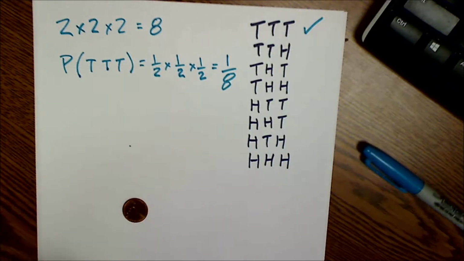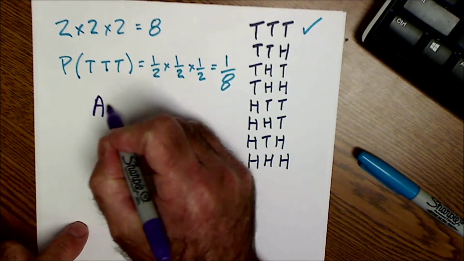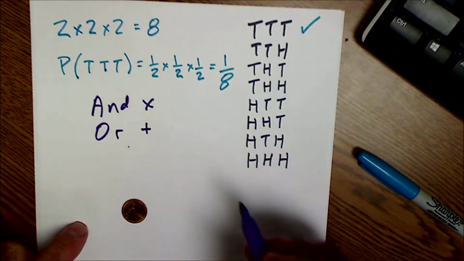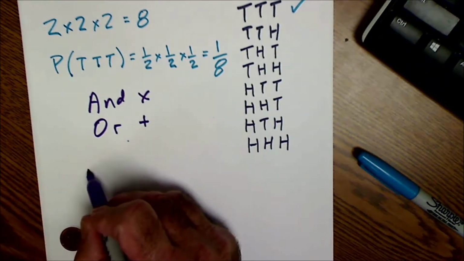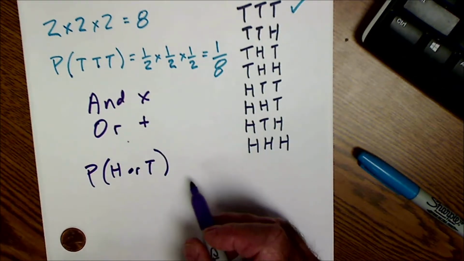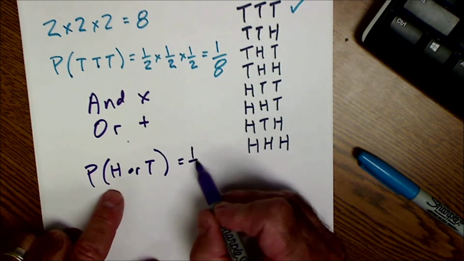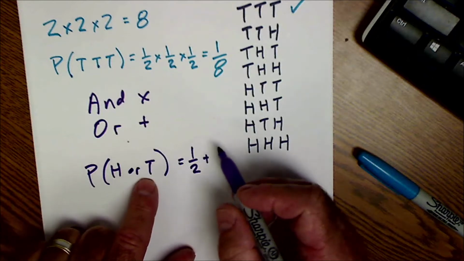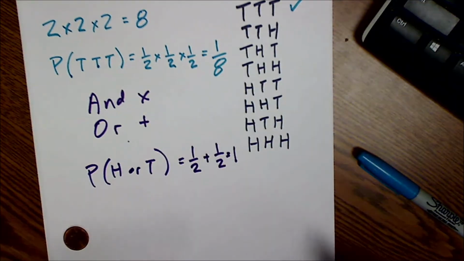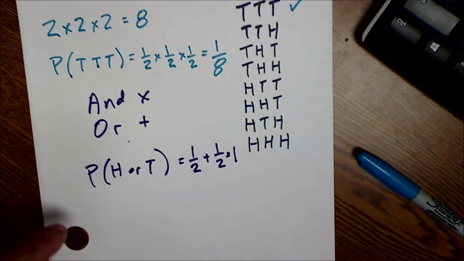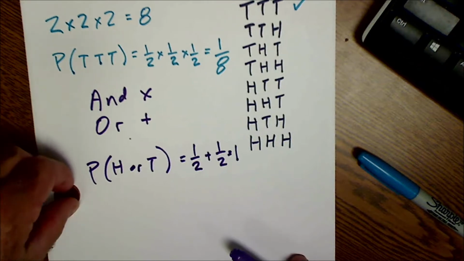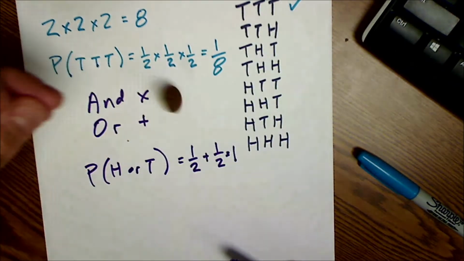This kind of leads us to the conclusion that the word and always means to multiply, and the word or always means to add. So what is the probability that I get heads or tails? Well, that would be probability of a heads 1/2, or add probability of a tails 1/2. 1/2 plus 1/2 is 1. So that's a good way to remember: and is multiply, or is add. And I think that's probably pretty good for coin tosses.